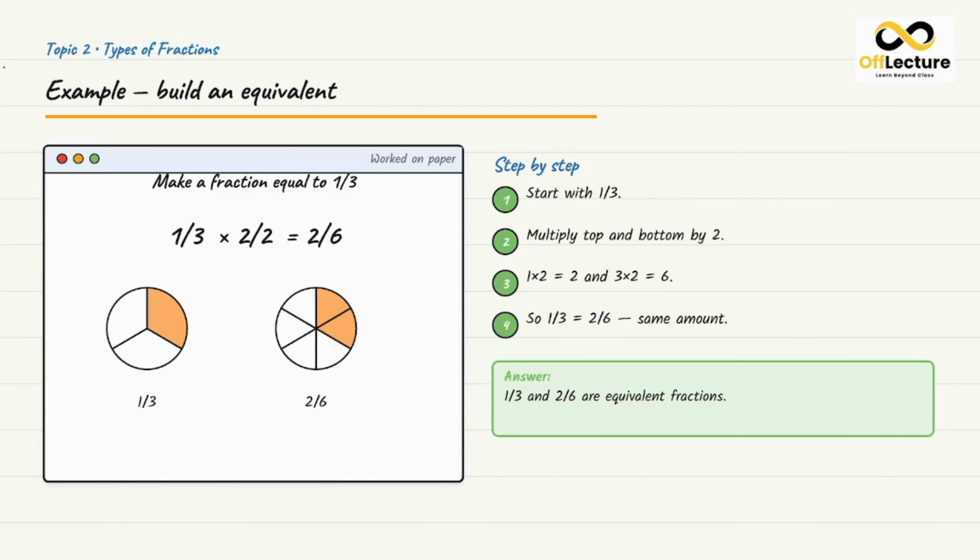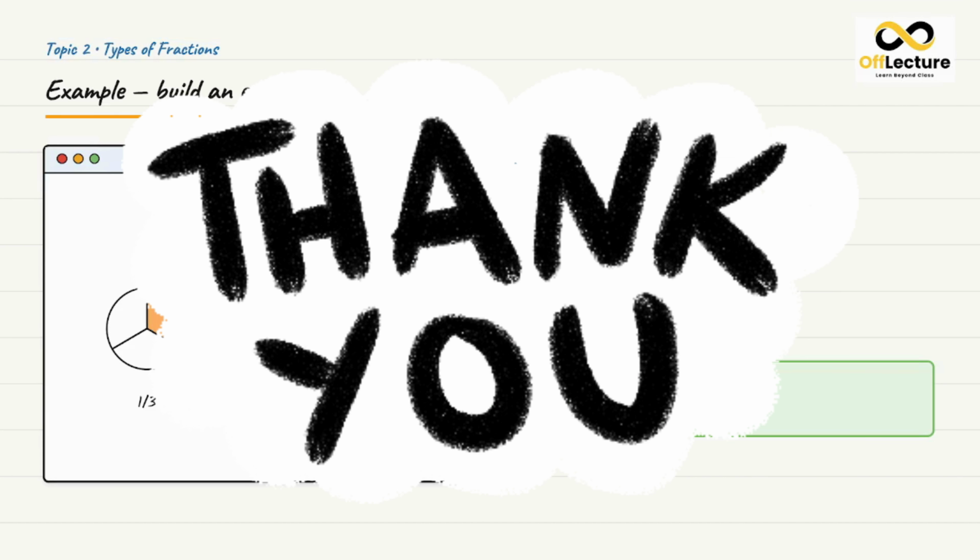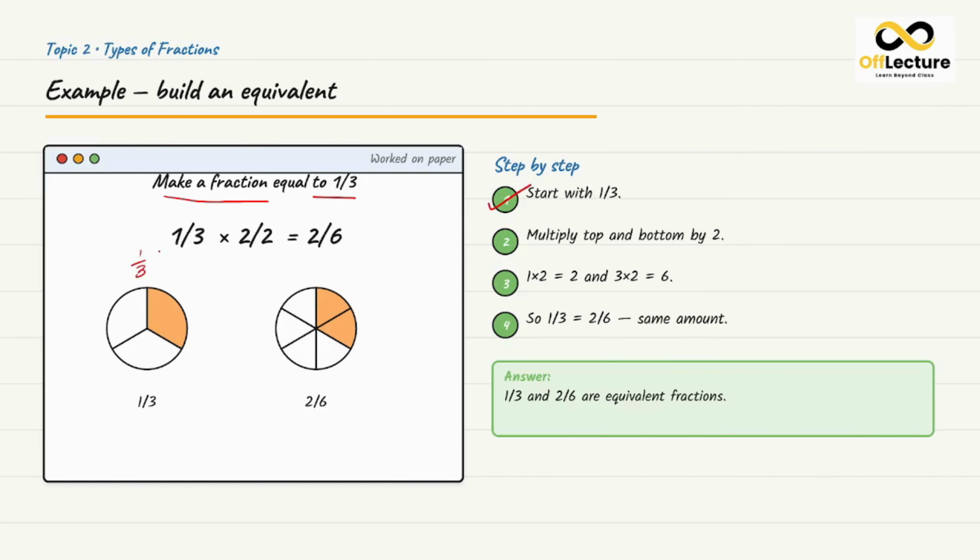Let's understand with an example. What we have to do is we have to make a fraction equal to 1 by 3. So we will start with 1 by 3. Let's suppose this is 1 by 3 and we want to identify the equivalent fraction of 1 by 3. Then let's multiply it by 2 at numerator and denominator. So 1 by 3 multiplied by 2 here and multiplied by 2 here will give you 2 by 6.